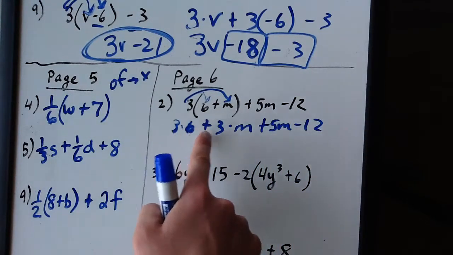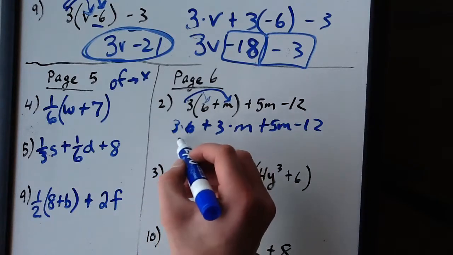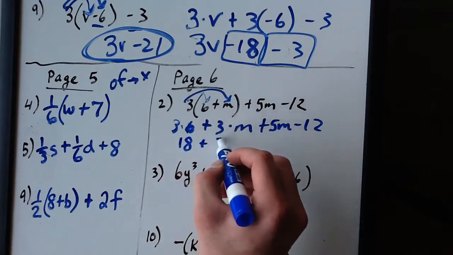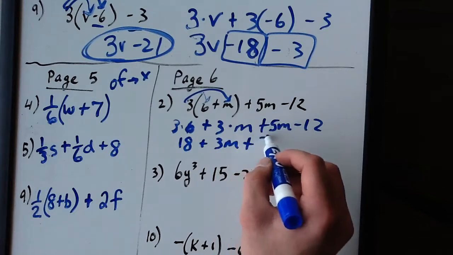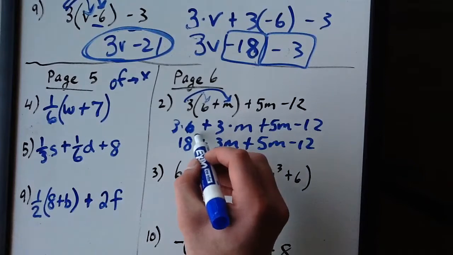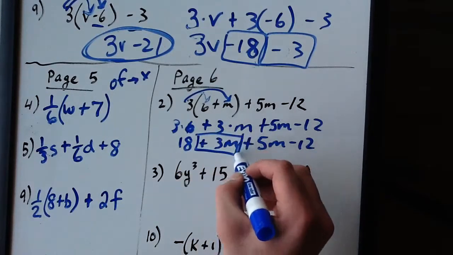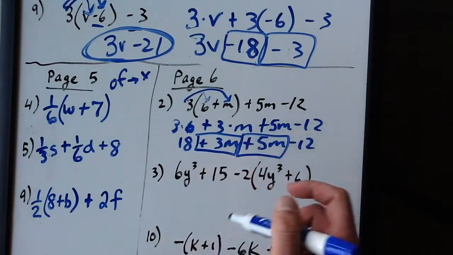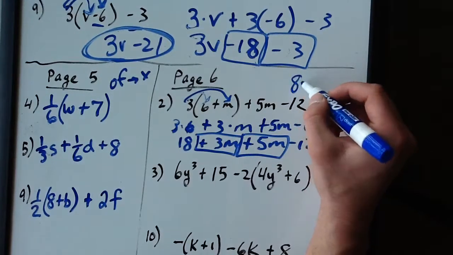Okay? Now I need to multiply these terms. 3 times 6 is 18. 3 times m is just 3m. Then I have plus 5m minus 12. Okay, now I can combine like terms. I see that my variable is m. I'm going to combine all my m terms first. I have 2 that are like. That is 3m and 5m. 3m plus 5m gives me 8m.